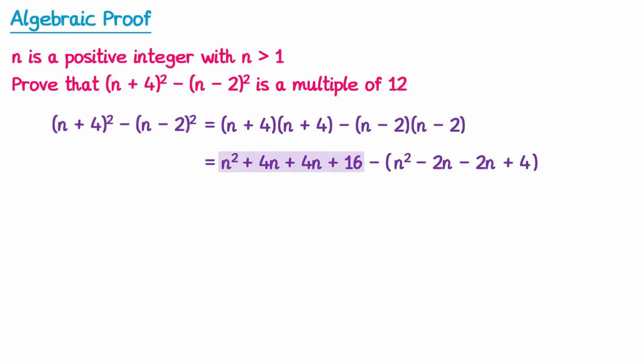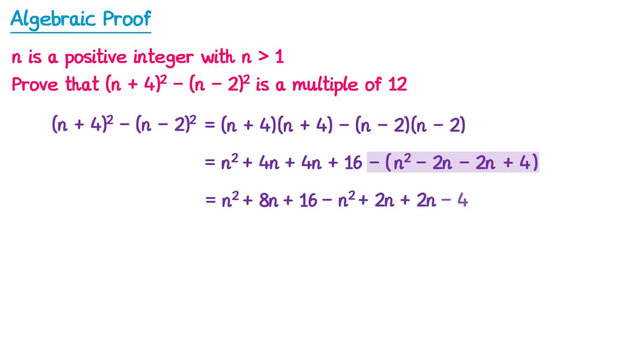We can simplify this quadratic here, it will be n squared plus 8n plus 16, and then we need to expand out this bracket. Since there's no number in front of the bracket, you could think of that number as being negative 1. So negative 1 times n squared is negative n squared, negative 1 times negative 2n is positive 2n, the same for the next term, and negative 1 multiplied by positive 4 is negative 4.